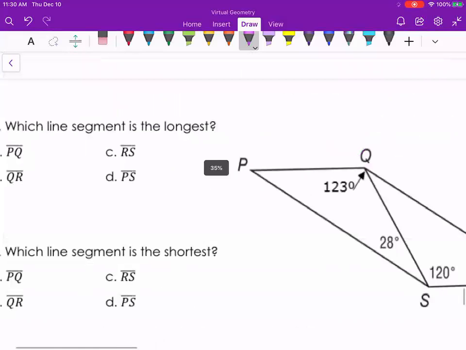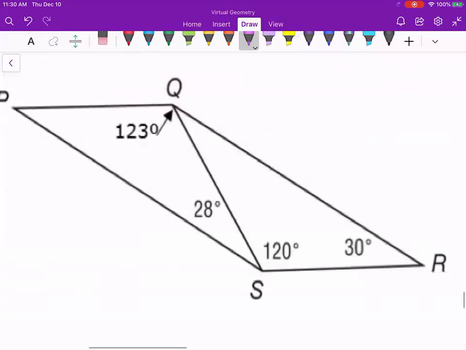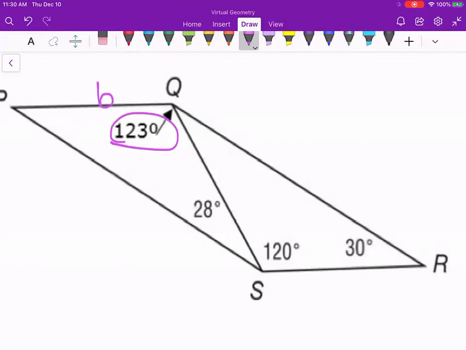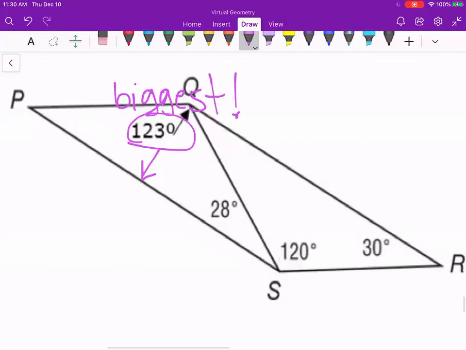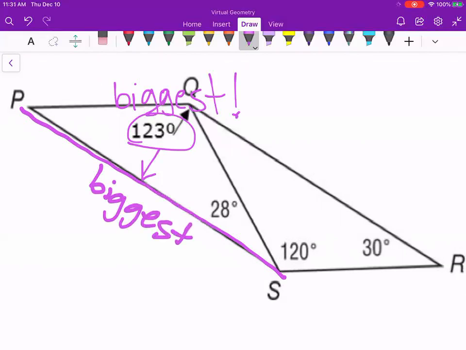So we need to find the largest angle in these triangles. Even if there's 2 of them, find the biggest angle. So we've got the 2 obtuse triangles here. So the obtuse ones are my bigger angles. But which one is the largest? 123 or 120? 123 is my biggest. It is across from side PS. Which means segment PS is my biggest side.